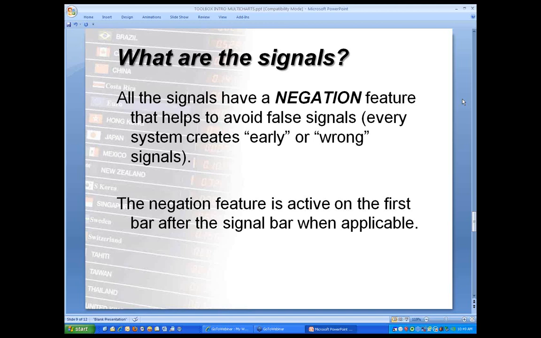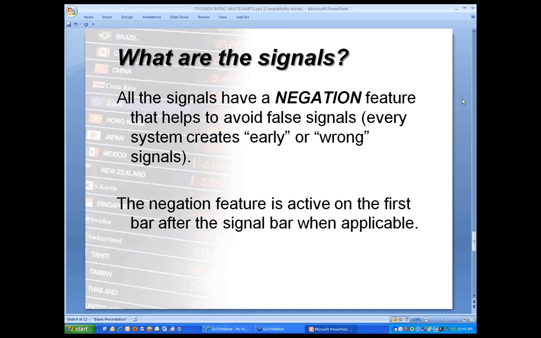And the negation feature is active. So once the signal comes on, the next bar is watching for a negation. And if you see that, it gives you the opportunity to cut your loss faster. Doesn't necessarily mean that you want to get out. It just means it's a caution flag, and it gives you that opportunity.